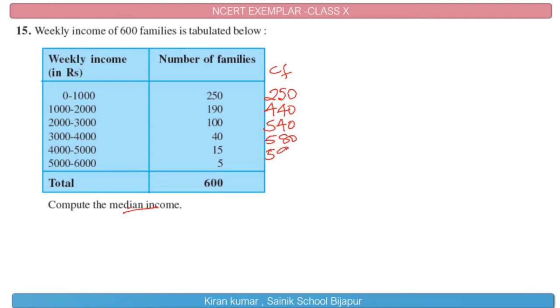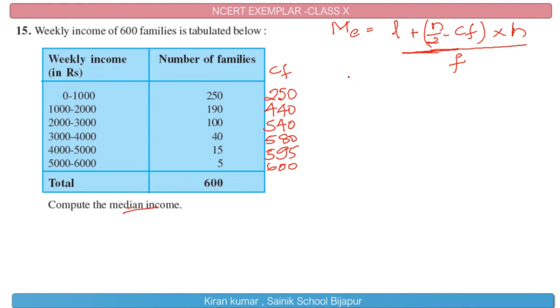Next is 595, next is 600. When class intervals and cumulative frequencies are given, then we can find the median. The median of this data can be found using the formula: median equals the lower limit of the median class plus n by 2 minus the cumulative frequency, multiplied by the size of the class, divided by the frequency.